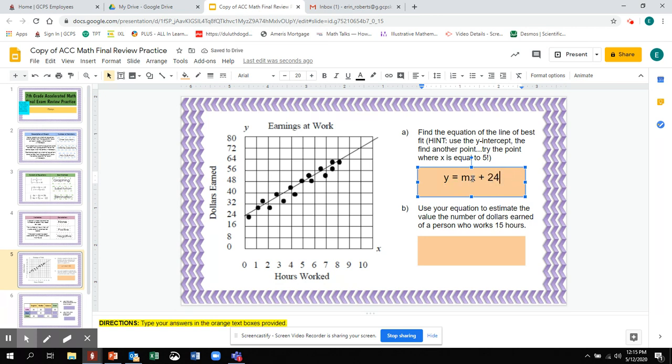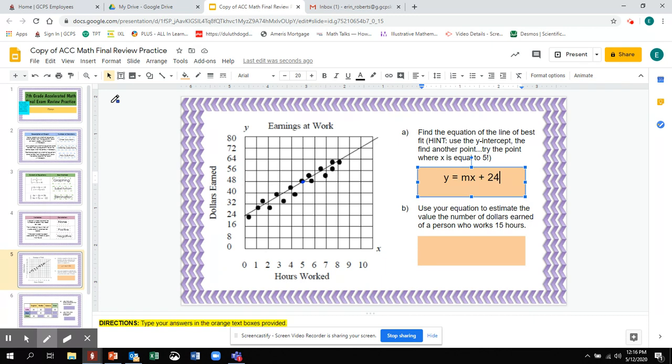Now I just need to find my slope. I noticed a few of you had some trouble with your slope, so let's look at this. I gave you a hint to try the point where x is equal to 5. If I go to my x-axis and look where x is equal to 5, it's right here. When I go up to my graph, I notice there's a point right here on the line, and this point is where y is equal to 48.